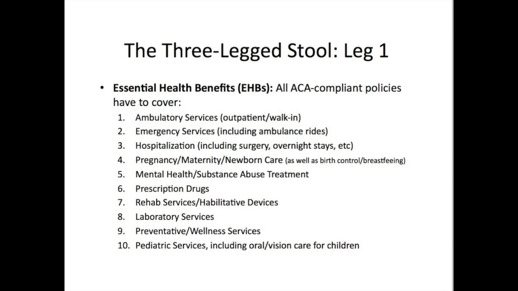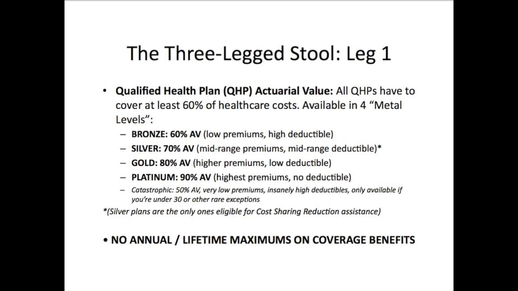All ACA compliant plans also have to include 10 essential health benefits. That is, they have to actually cover medical needs like emergency services, surgery, hospitalization, maternity care, prescription medication, and so on. They also have to cover at least 60% of those benefits. Plans are broken into 4 different metal levels: bronze, silver, gold, and platinum, covering 60, 70, 80, or 90% of the enrollee's costs. There are catastrophic plans available as well, but those are only allowed for certain people.